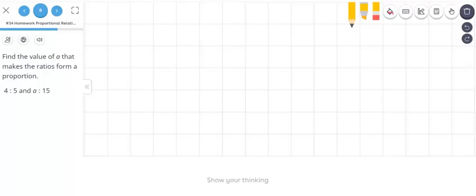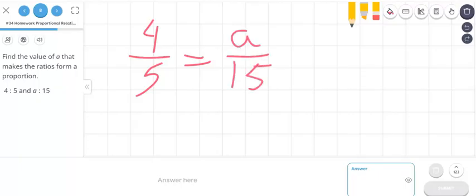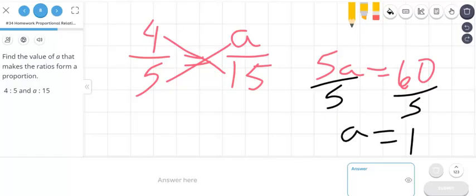Find the value of A. So 4 is to 5 as A is to 15. So we get 5A equals 15 times 4 is 60. Then we divide by 5. So I think that's 12.